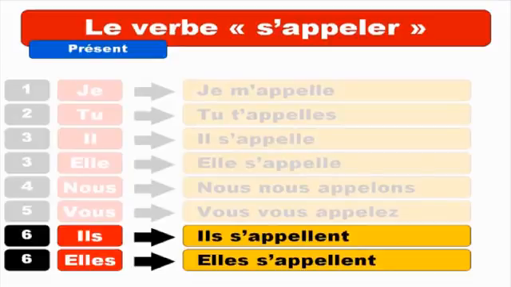Elles s'appellent. Okay, so if you noticed, between the singular form and the plural form, it's actually the same pronunciation. If you only listen to them, it's the same. Il s'appelle. Ils s'appellent. Repeat.